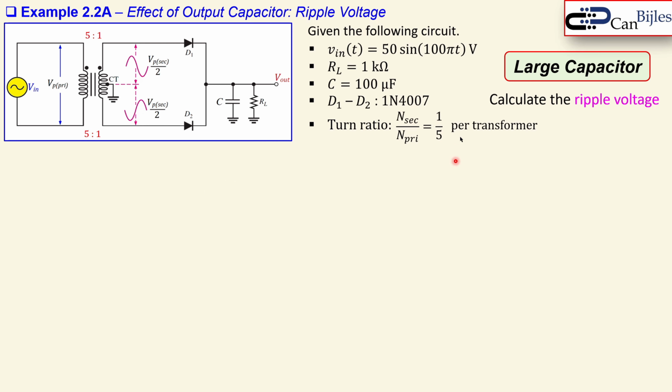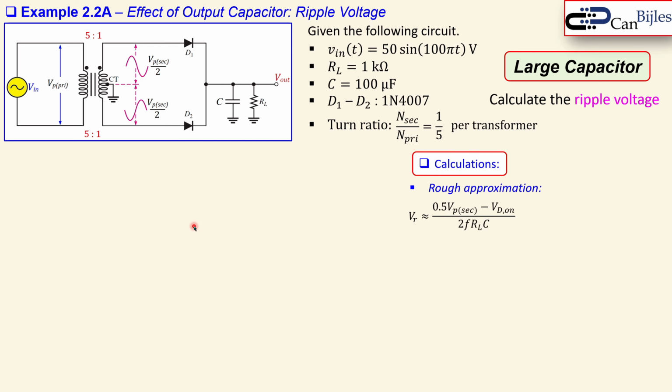Now that's also shown here per transformer. So we actually have 2 transformers here in one figure. Okay, again the same capacitor and the resistor value, and also the input voltage with the frequency of 50 Hertz. So we need to calculate the ripple voltage, again a rough approximation, but now we have 0.5 times the Vp secondary, because it's only the part here, and then only 1 Vd on, because you only lose D1 or D2 depending on the cycle. Okay, this part is still the same.